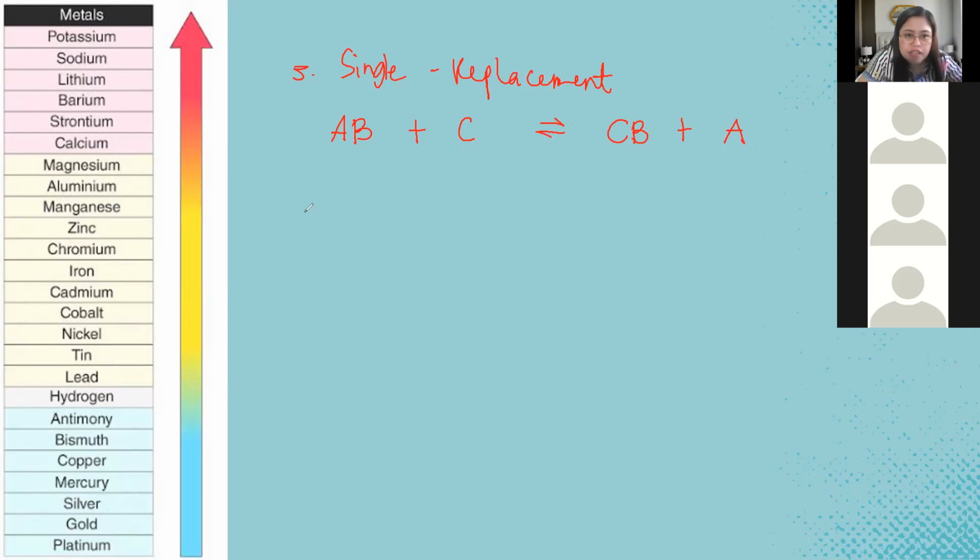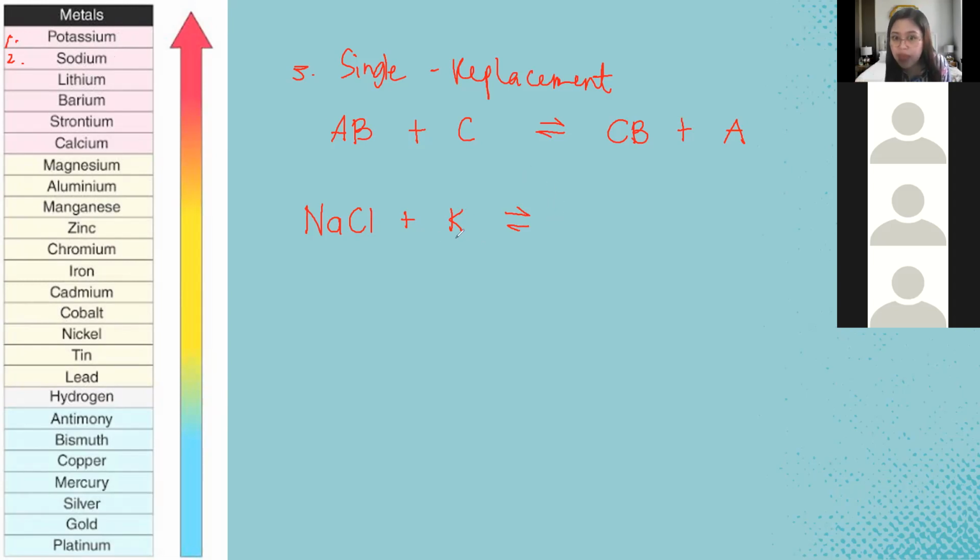So let me give you an example. You have here a compound, ang asin, sodium chloride. Tapos ipapareact natin siya kay potassium. Ayan. Si sodium chloride, ipapareact natin kay potassium. Now, si potassium is not a diatomic molecule, ha, so walang 2 dyan. Now, kung titingnan natin ang activity series of metals, number 1 si potassium, number 2 si sodium. Ang ibig sabihin niyan, si potassium ay mas reactive kaysa kay sodium. And for single replacement, that is possible.